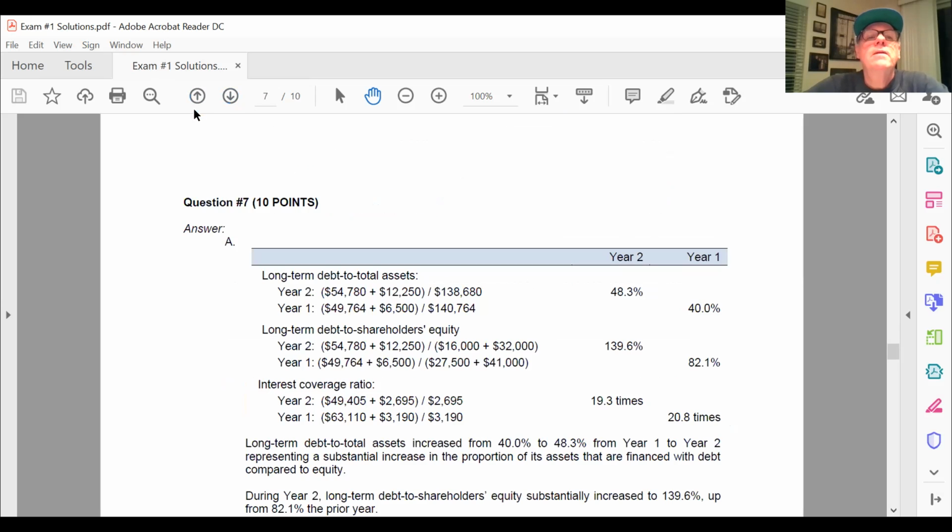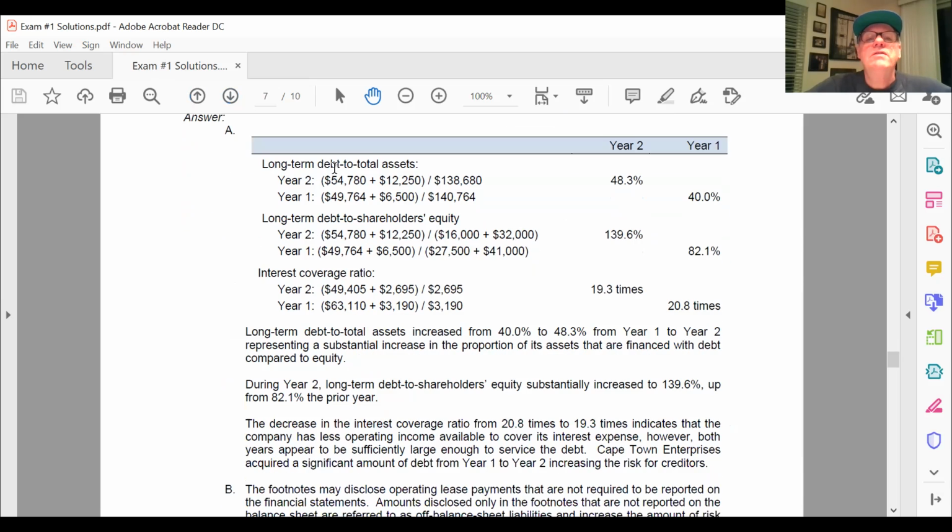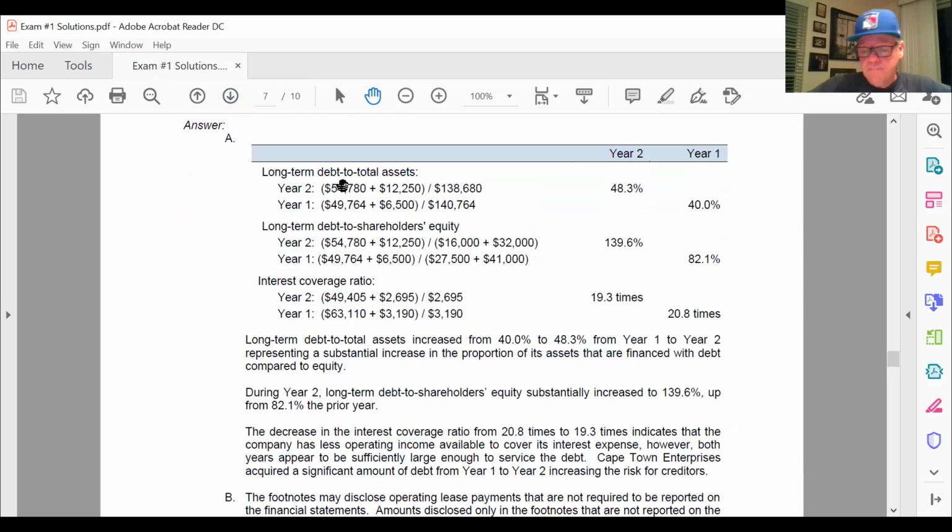All right, as far as number 7, we gave you a comparative balance sheet and we asked you two things. Evaluate their solvency by computing long-term debt to total assets, long-term debt to shareholders' equity, and interest coverage. And then say what other debt might appear in the footnotes to the financial statements that may not affect the firm's credit risk. The big one I was looking for there was the future lease payments. You could have also talked about contingent liabilities and so forth. That's the B part, stuff that ends up in the footnotes.